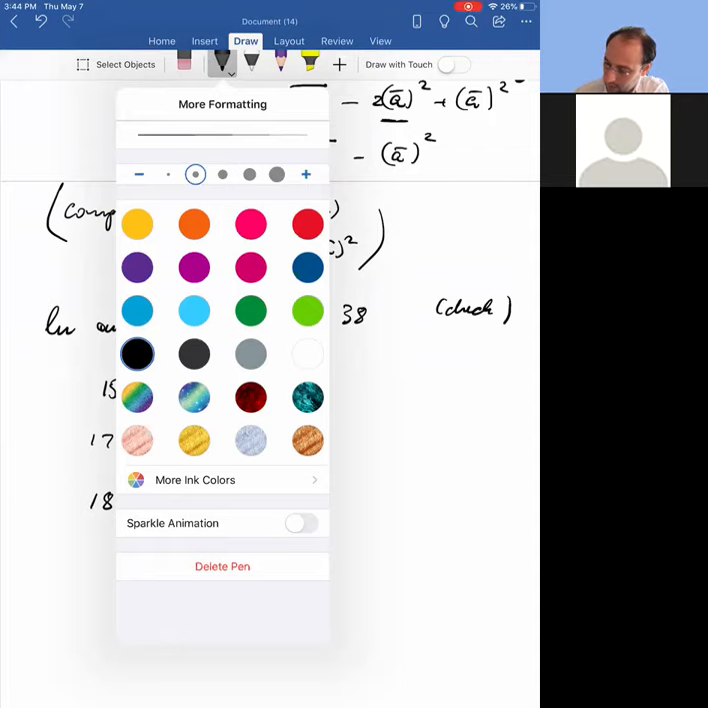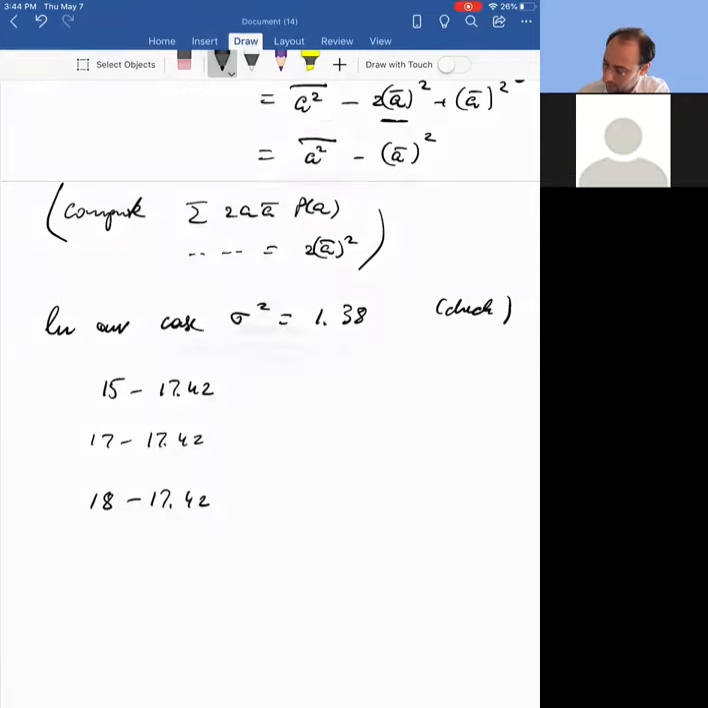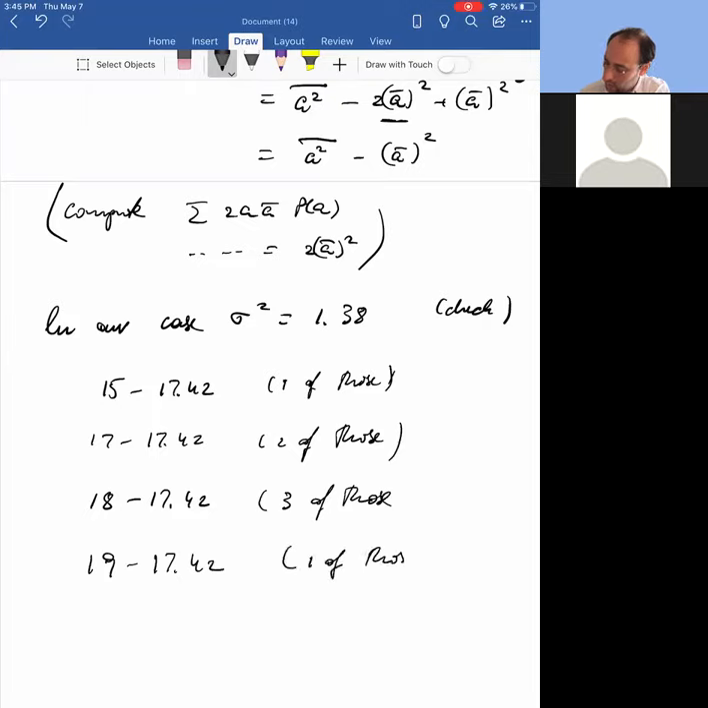Oh, I don't know what's going on. I think, okay, 1 of those, so 2 of those, okay, so there's 3 of those. And then I have 19 minus 17.42, one of those. Okay, I'm asking you to actually do this computation. That's what I'm writing out, what's underneath the hood of those computations, right?